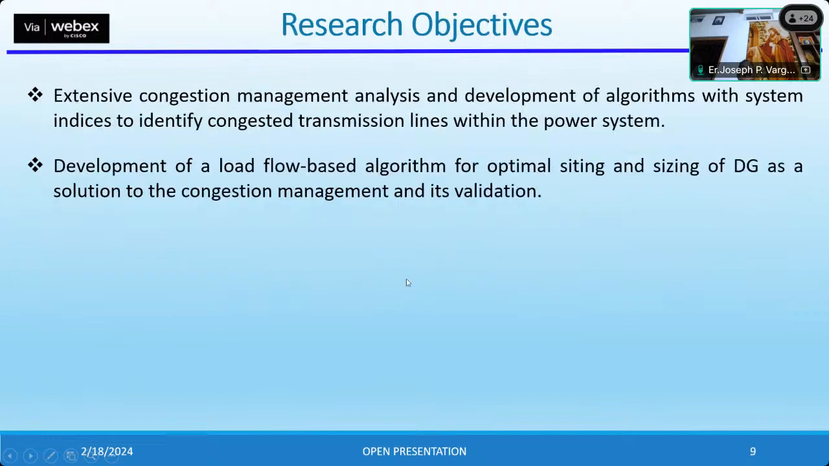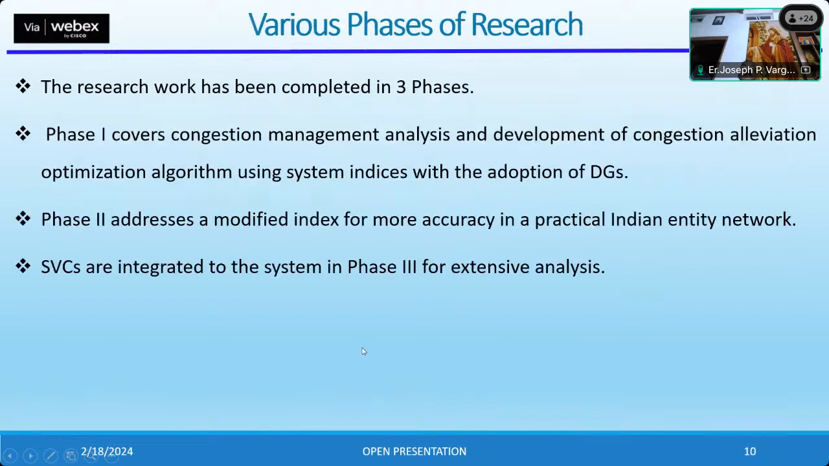Our research objectives are the extensive congestion management analysis, detection of congested transmission lines and development of the algorithm, and also development of the load flow based algorithm for optimal siting and sizing of the distributed generators or the solar power generators. Various phases of the research. The research work has been completed in 3 phases.